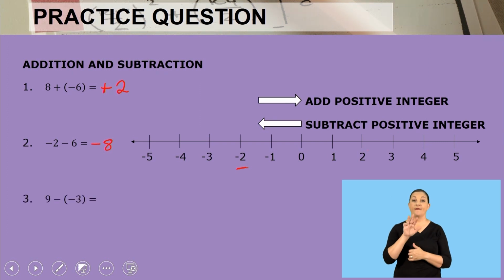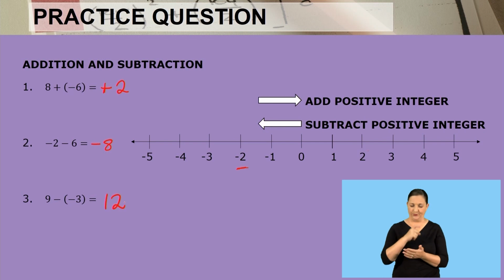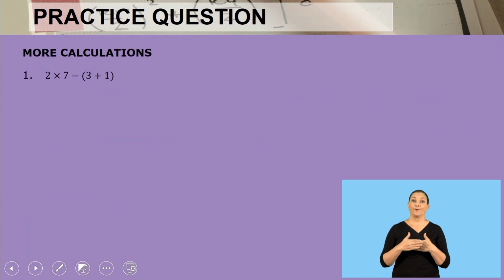Then we have 9 minus our negative 3. Again, we are subtracting, which means it is the same as adding the additive inverse. The additive inverse of negative 3 is a positive 3. So 9 plus 3 is 12. But again, we can use our number line where I will be on the 9. And because we are subtracting a negative number, we are going to move the opposite direction. We are actually going to move to the right. And then that will still land us on a positive 12. Let's continue with more calculations.